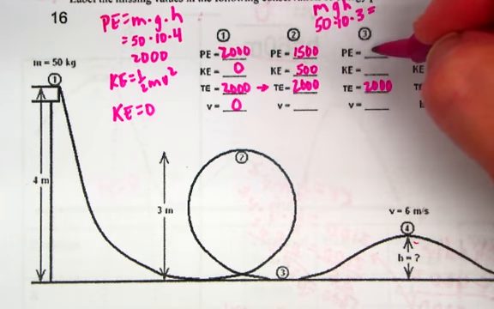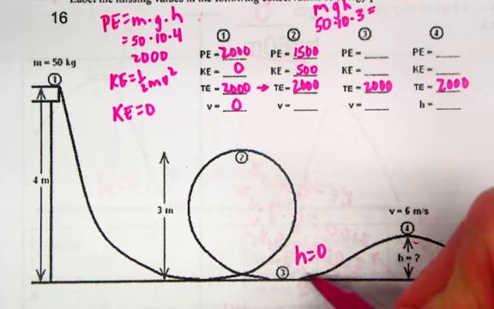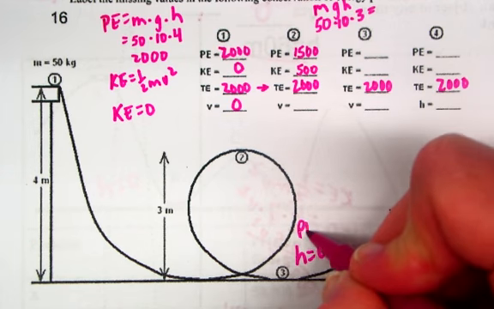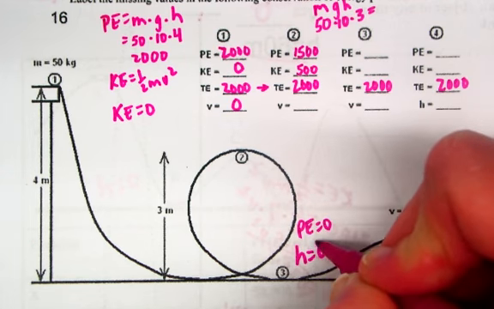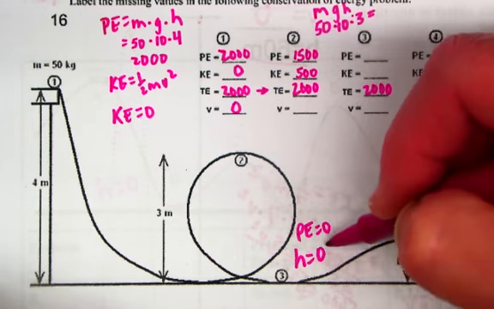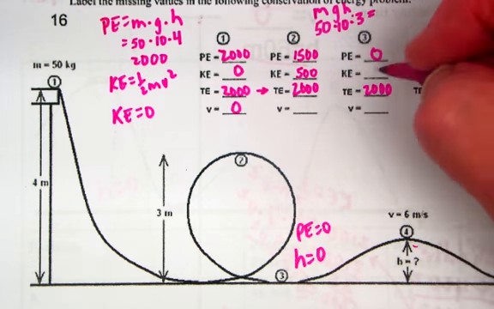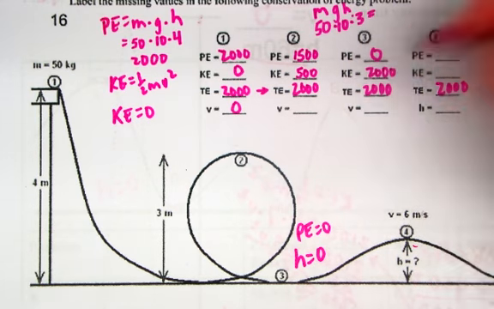My potential energy at position 3 is going to be easy because down here, height is 0. So my potential energy has to be 0 also because of the m times g times h. H is 0 is going to give me 0. So my potential energy is 0 here. So that tells me kinetic energy must be 2,000.